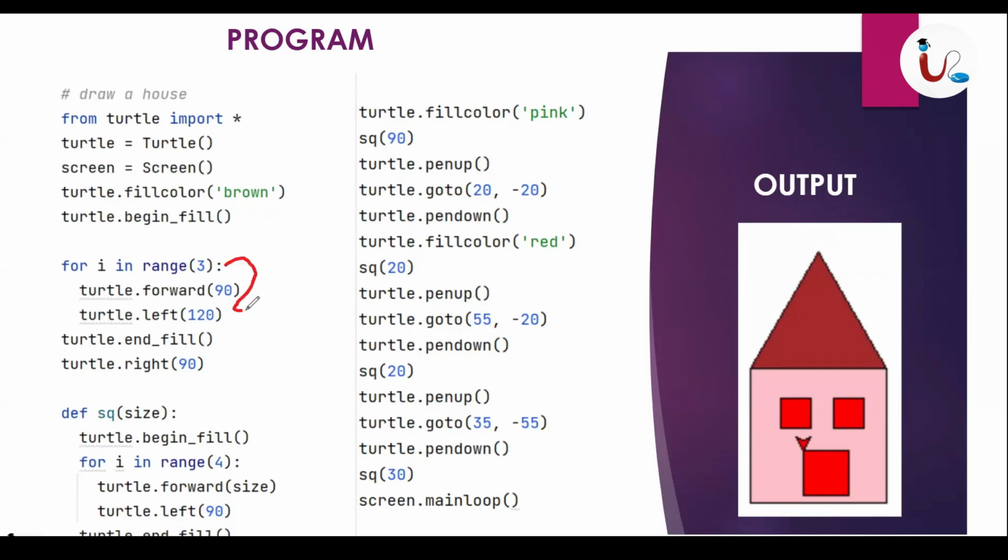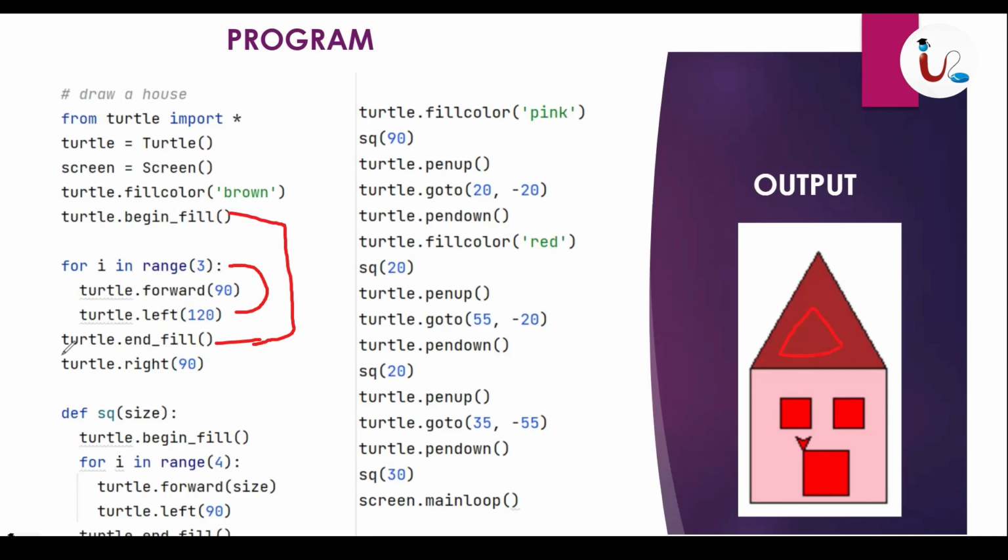Now this one will create a triangle. For I in range 3, turtle.forward(90). 90 is the length, which means this triangle's side length. Now after that, 120 it's turning because it's a triangle. After drawing this triangle, which means after the 3 sides are drawn, I'm adding turtle.end_fill. As I told you, in between this begin fill and end fill, the computer will fill the brown color. That's why the triangle is brown.